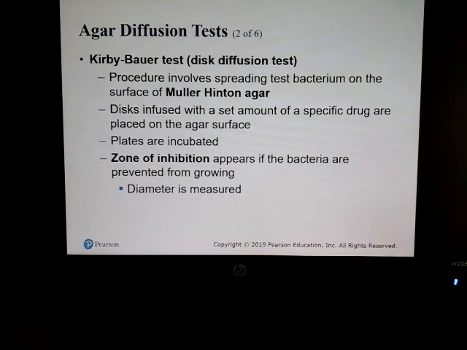So for the Kirby-Bauer disc diffusion, we use a specific type of agar called Mueller-Hinton agar. It's got a pH between 7.2 and 7.4, and it's poured 4 millimeters thick. And that's to keep the diffusion of the antibiotics from spreading too far. So if you pour plates too thin, what happens is those zones get very big and run into each other. So the zone of inhibition then is the clear area around the disc where the bacteria are prevented from growing.